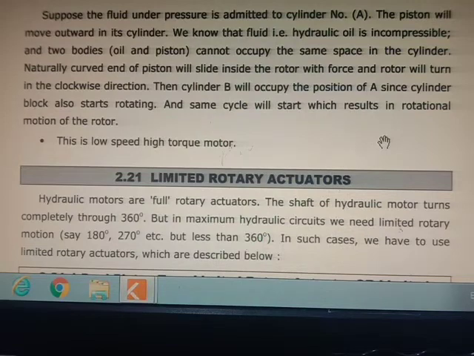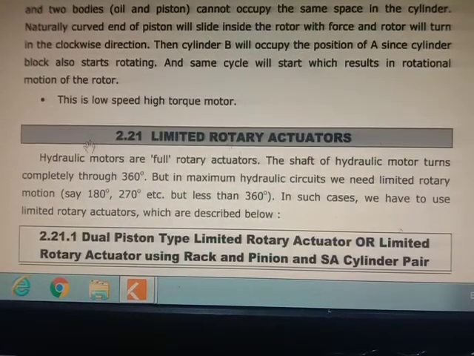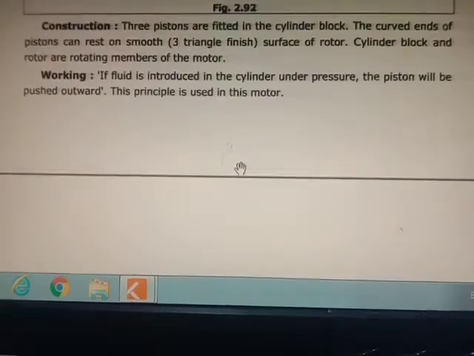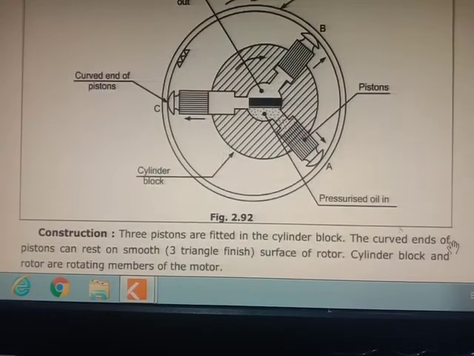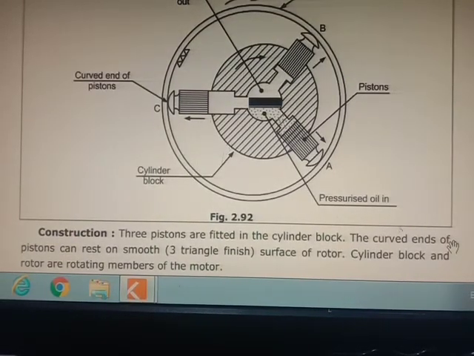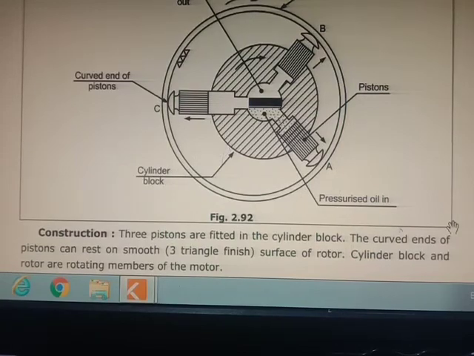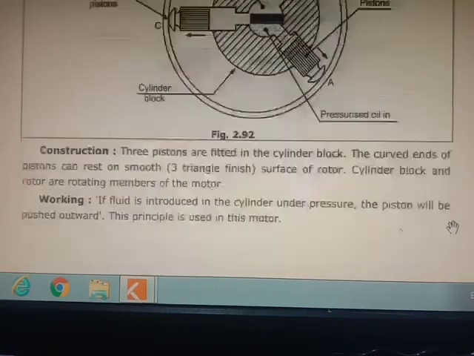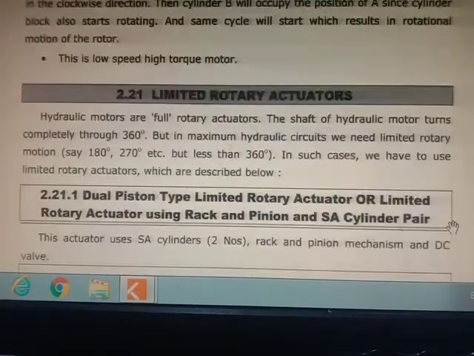Like this. Another type of actuator we have to see is known as the limited rotary actuator. Limited rotary actuator means what? In the case of all these rotary actuators, the gear rotary actuator, the vane rotary actuator, the axial piston rotary actuator, or the bent axis piston rotary actuator, we are getting complete rotary action, 360-degree rotation. But in some cases we don't want complete rotation, we want only a few degrees of rotation. For that purpose we use a hydraulic actuator known as the limited rotary actuator.